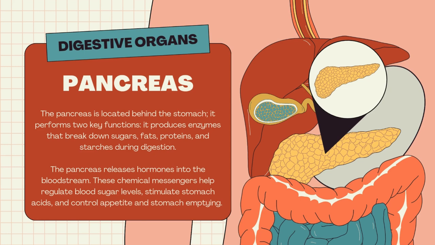Pancreas. The pancreas is located behind the stomach. It performs 2 key functions. It produces enzymes that break down sugars, fats, proteins, and starches during digestion. The pancreas releases hormones into the bloodstream. These chemical messengers help regulate blood sugar levels, stimulate stomach acids, and control appetite and stomach emptying.